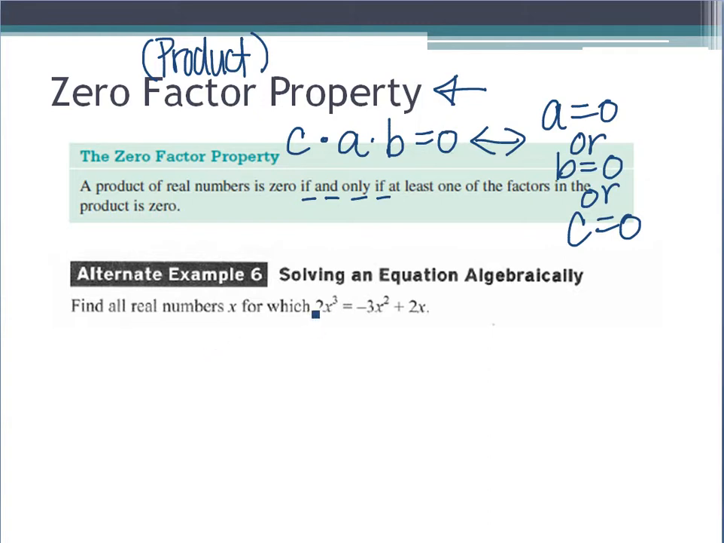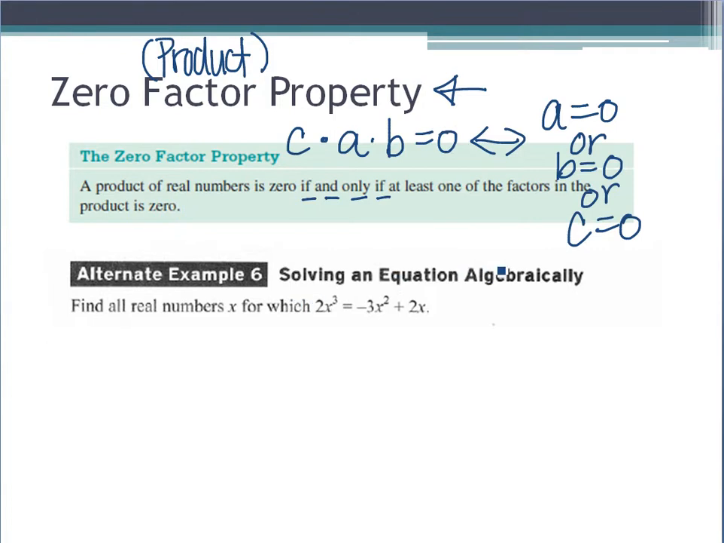Okay, so this is an alternate example 6. There is another video for example 6 on your Moodle. It's one of the videos at the bottom of the week. It's not a link, it's an actual embedded video, and it may take a little while to load, but you can watch that one if you want. This is a little different than the one they did, which was in the book.